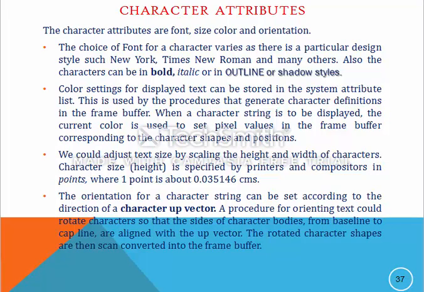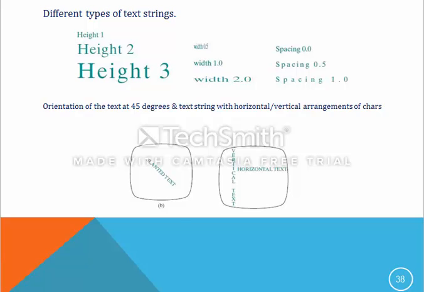When a character string is to be displayed, the current color is used to set pixel values in the frame buffer corresponding to the character shapes and positions. We could also adjust text size by scaling the height and width of characters, as shown here. Here both height and width are manipulated, whereas here only the width is manipulated. This is the vertical and the horizontal arrangement of characters in a line of text or a string, and this is the spacing which is used to differentiate between the characters.